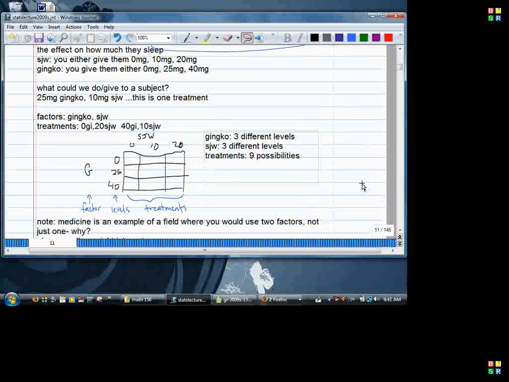Why couldn't we just test ginkgo separately? What are we comparing? Why is it important? Why couldn't we just test ginkgo separately and then test St. John's wort separately? So why couldn't we test them individually?